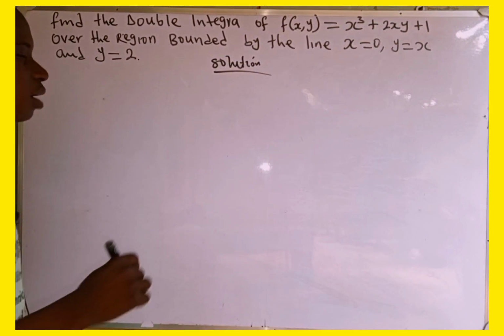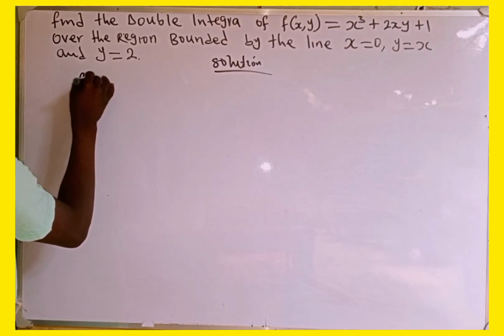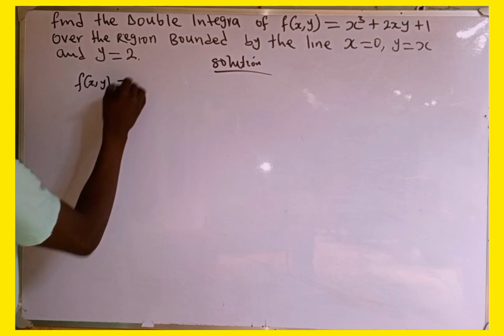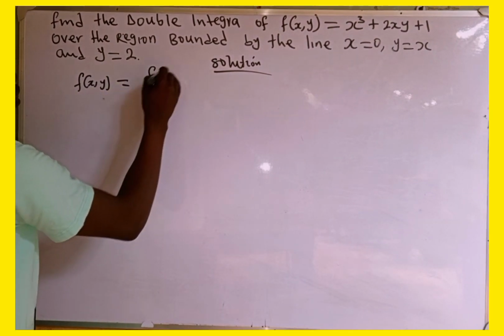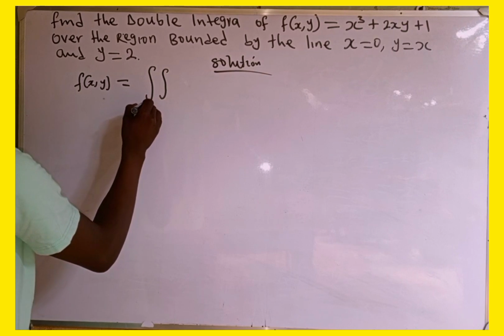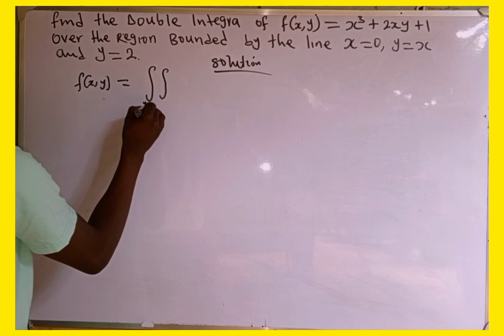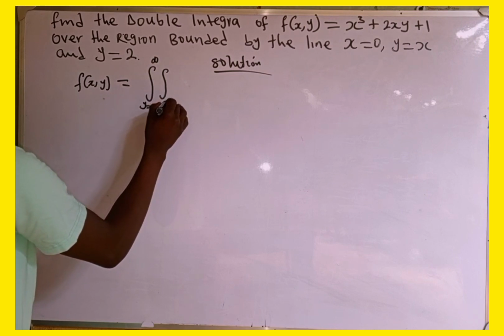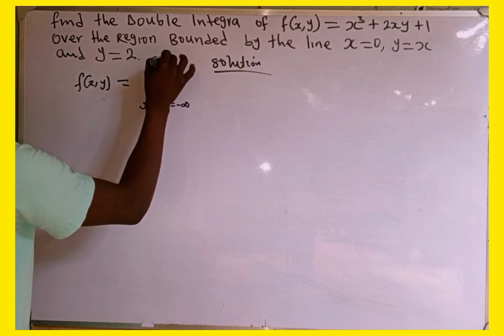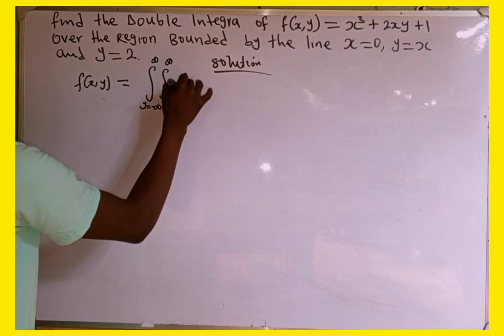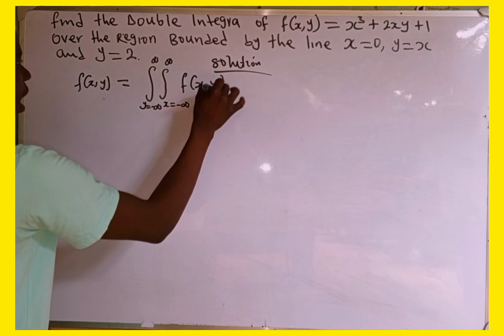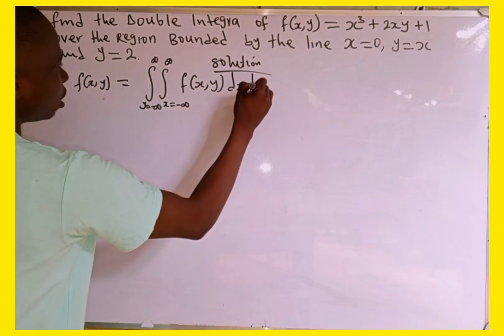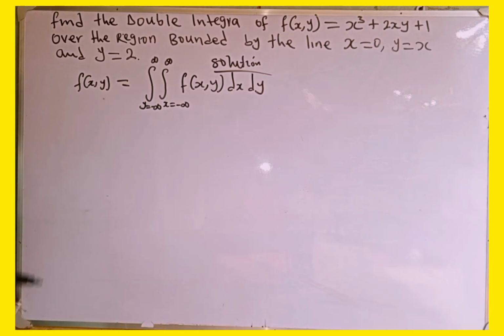Recall that when we are given a function f(x, y), to get the double integral, we have the integral of y from negative infinity to positive infinity, then the integral of x from negative infinity to positive infinity, of f(x, y) dx then dy. So this is a double integral.